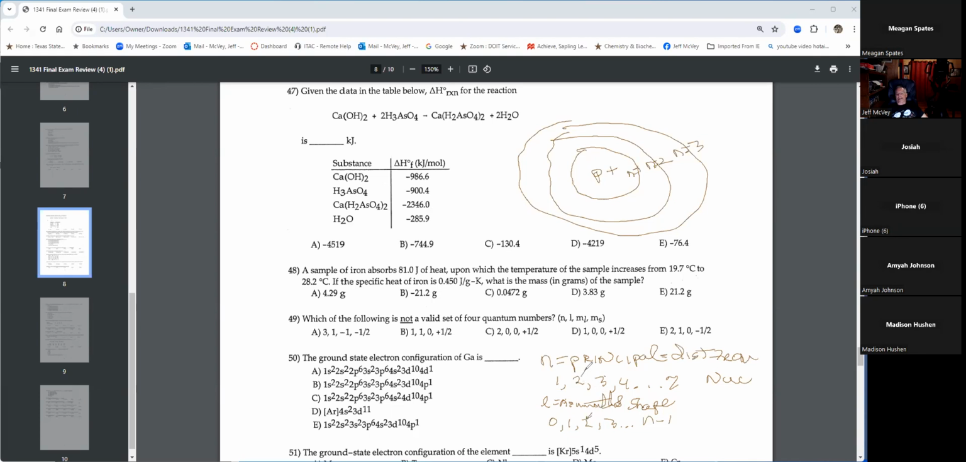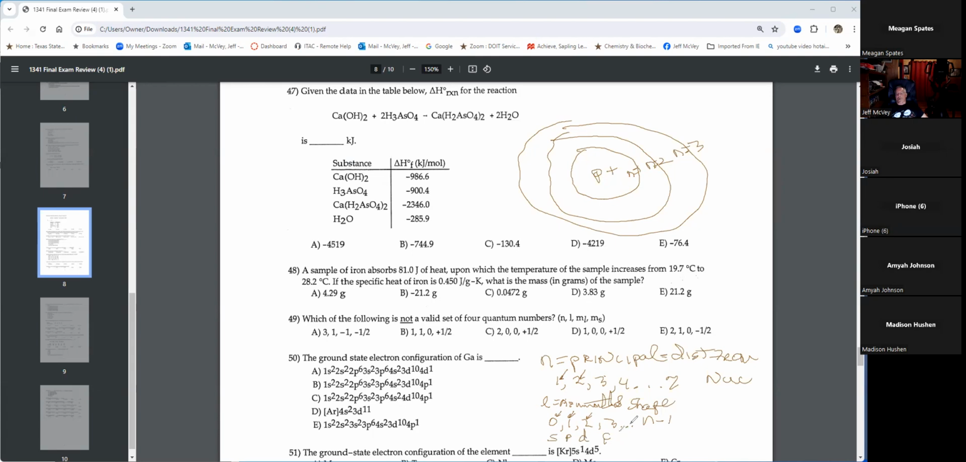So if n is 3, the maximum L number you can have is 2. If n is 2, the maximum L number you can have is 1. If n is 1, the maximum L number you can have is 0. Now we have another designation for the L values. L equals 0 is an S. L equals 1 is a P. L equals 2 is a D. L equals 3 is an F.